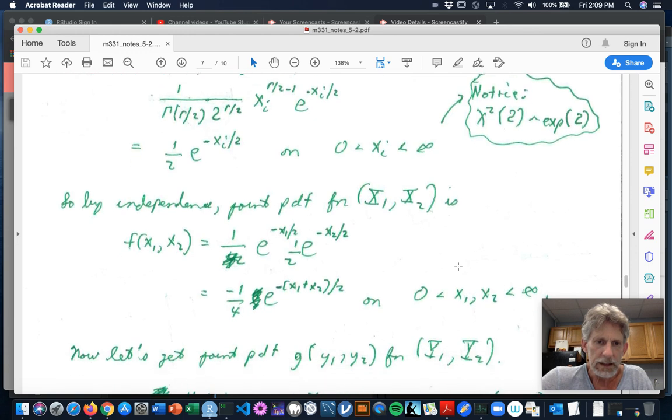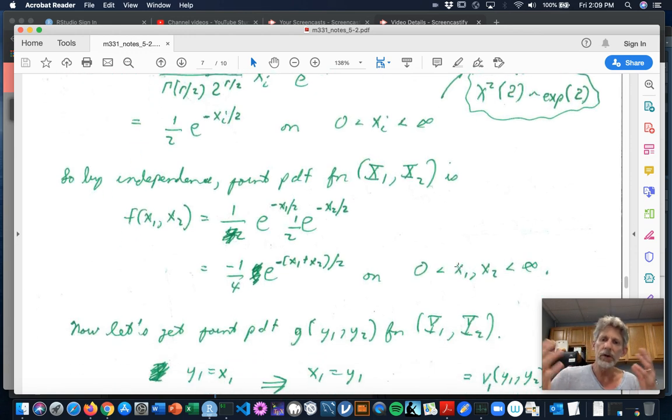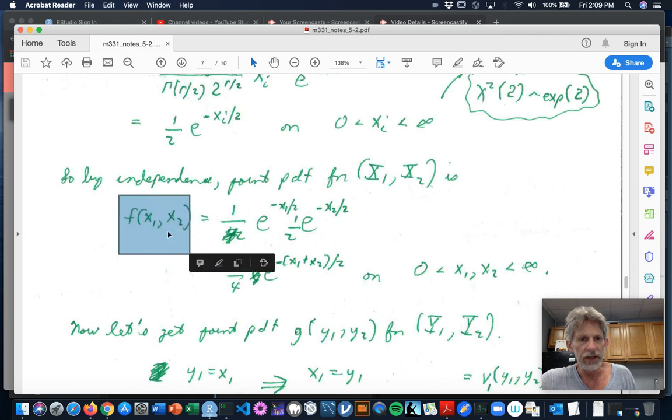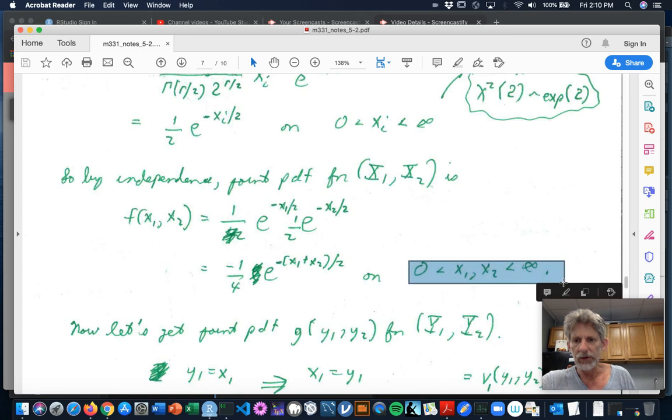Okay. Now, because the x1 and x2 are independent, you can easily write down the joint PDF for x1, x2. It's just the product of those PDFs, which I'll combine that way. And the x1 and x2 are allowed to be anything between 0 and infinity. So the support is the first quadrant of R2.